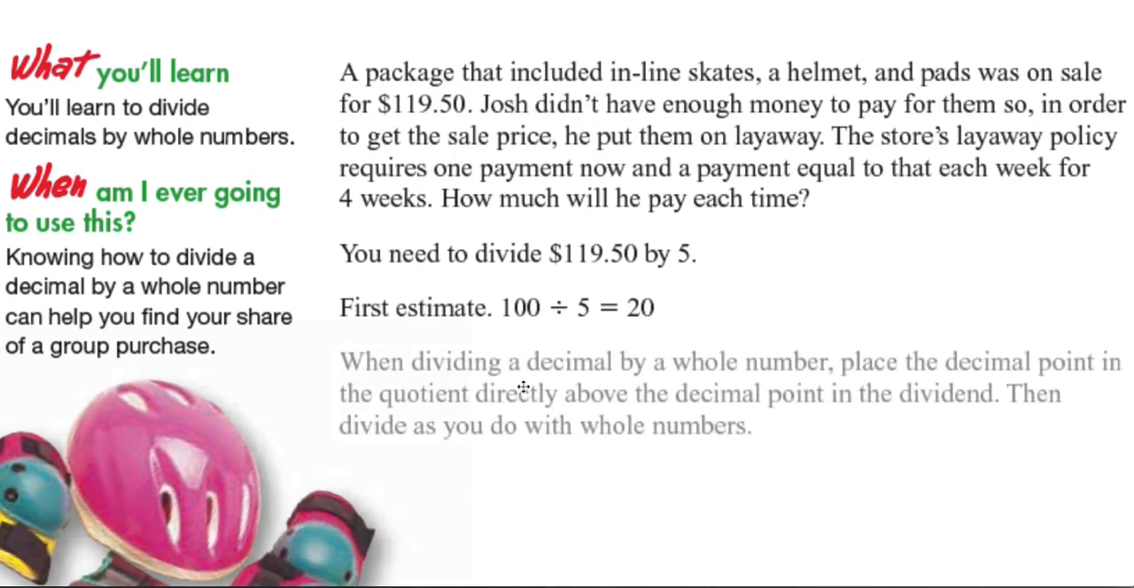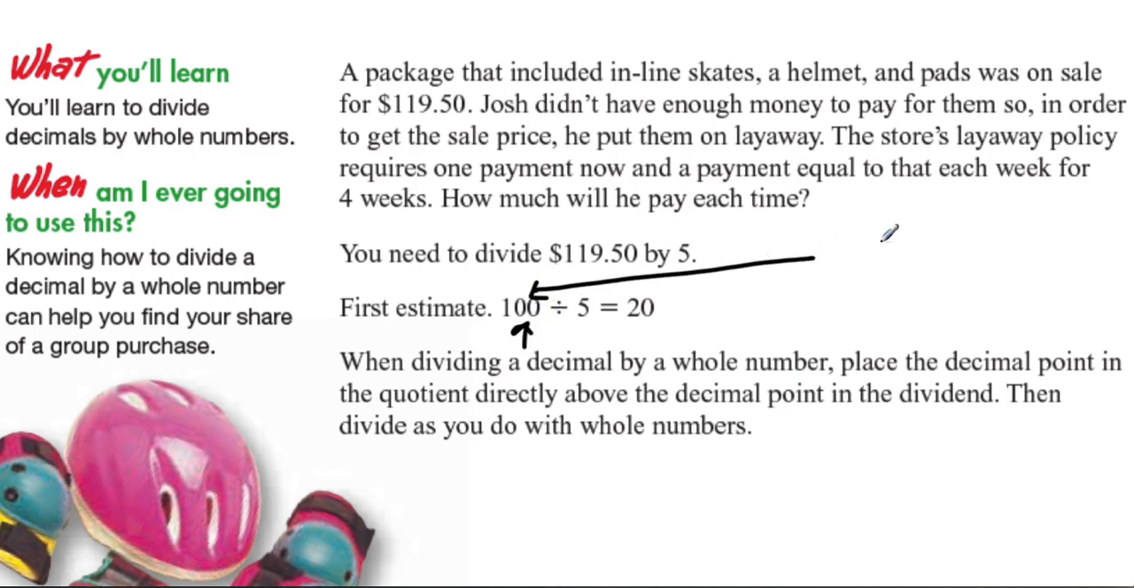So when dividing a decimal by a whole number, place a decimal point in the quotient directly above the decimal point in the dividend, then divide as you do with whole numbers. A little bit of a review. When you talk about 100 divided by 5, 100 is your dividend. Pull that out. And this is your divisor.